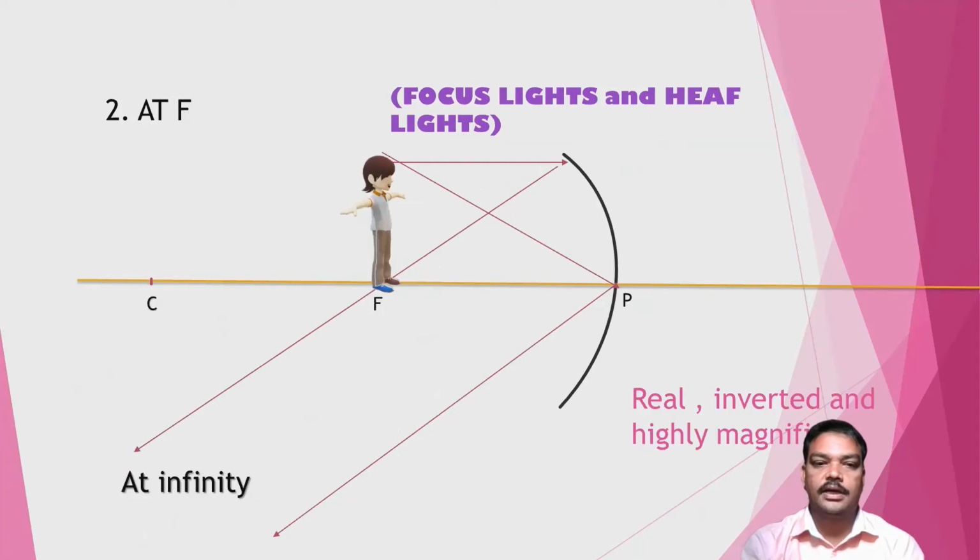Let us see another case. This is the case used in vehicle headlights and focus lights. When a bulb is placed exactly at the principal focus of a concave shining surface, light rays coming from the bulb after reflection become almost parallel. They would go a long distance. This application is used in focus lights as well as in vehicle headlights.